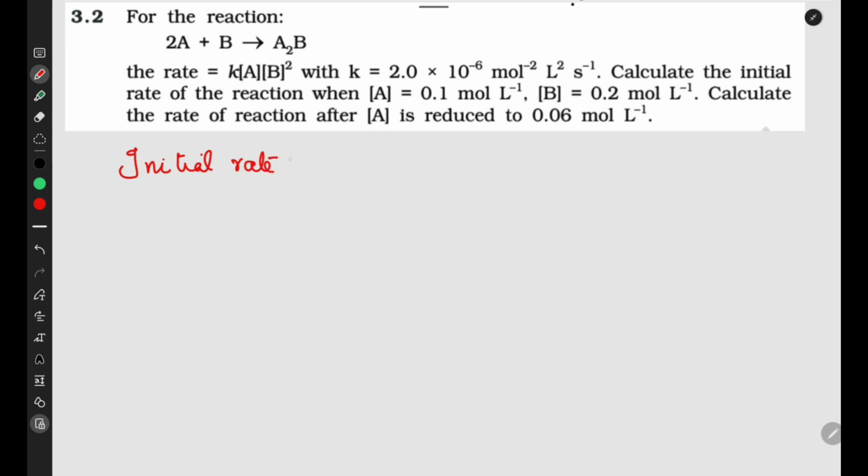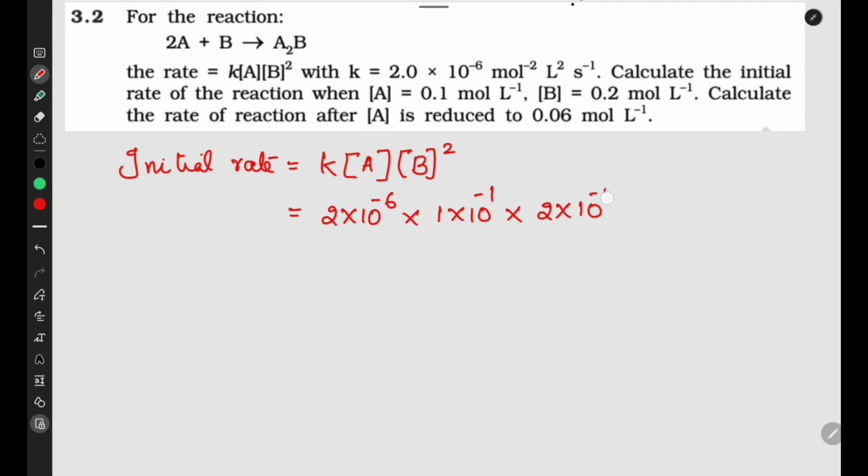Initial rate is equal to K into concentration of A into concentration of B raised to 2. K is given as 2 into 10 raised to minus 6 and concentration of A is given as 0.1. So I can write 1 into 10 raised to minus 1, into concentration of B, given as 0.2, so 2 into 10 raised to minus 1, the whole square.